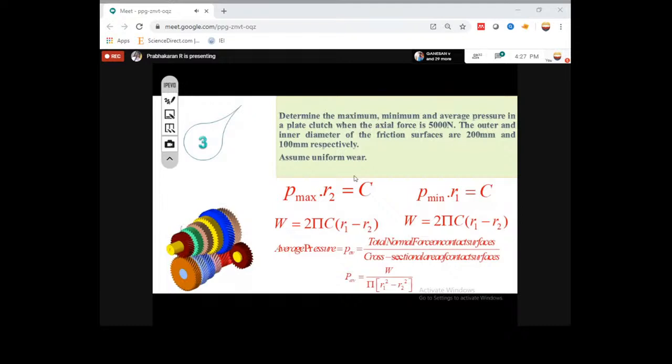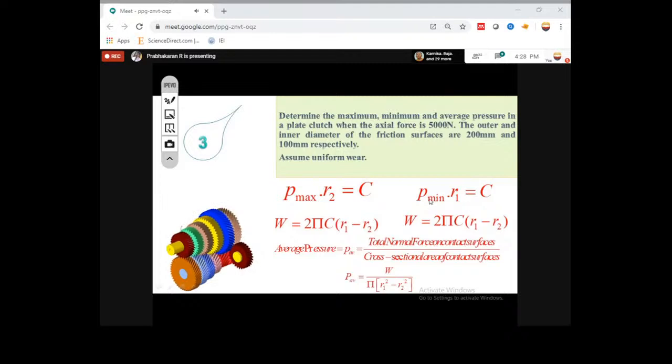Again, you should remember the maximum pressure will be obtained at the inside radius R2. So C equal to P max R2. Okay, so this is the data. Here we know the W value and the inner and outer R1, R2 values. So here C equal to, we know the R2 value times P max. So I'm going to apply it here, and it comes under the P max. We know the W value and R1, R2 values, so we can simply find out the P max value.